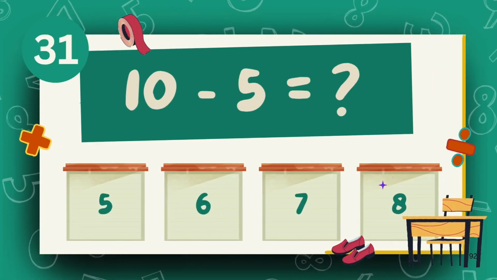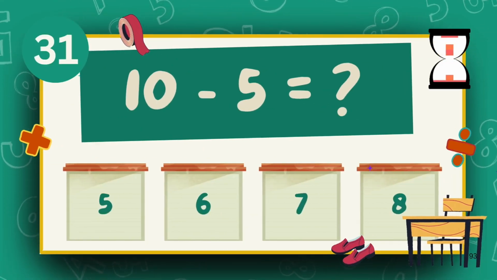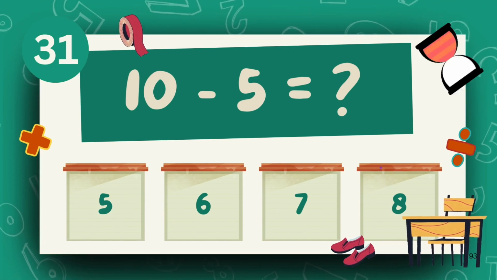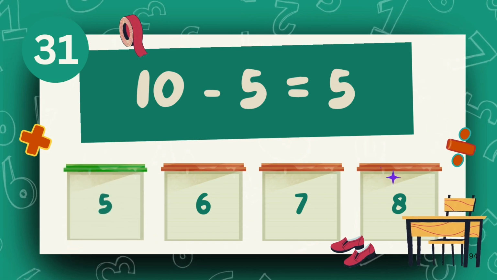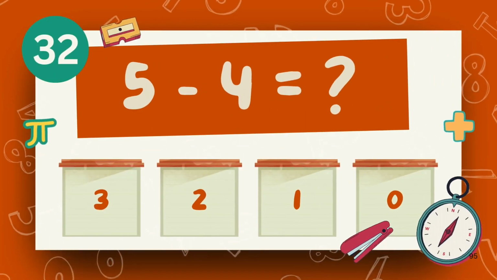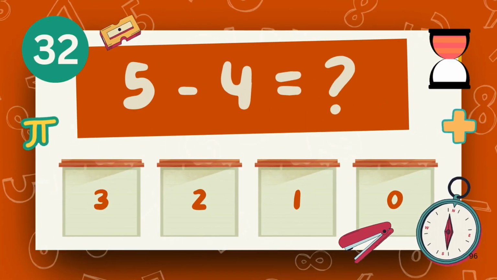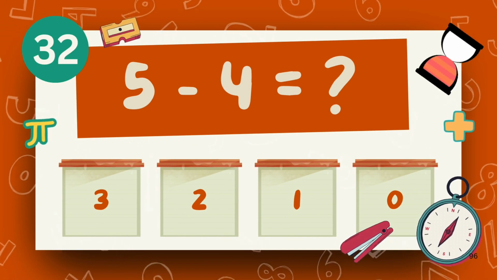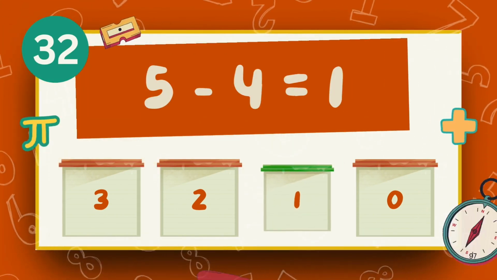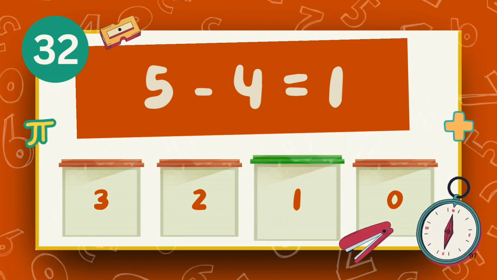What is 10 minus 5? The answer is 5. What is 5 minus 4? The answer is 1.